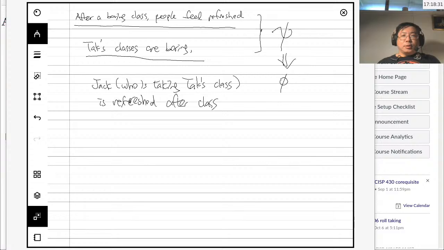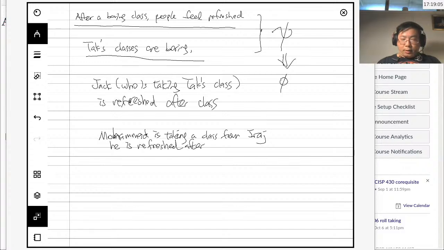Now, I can also give you a statement that may be true, but it does not follow what is known to be true. Okay, so now we can say Mohammed is taking a class from Iraj, and he feels refreshed after class. Okay, we'll call this rho.